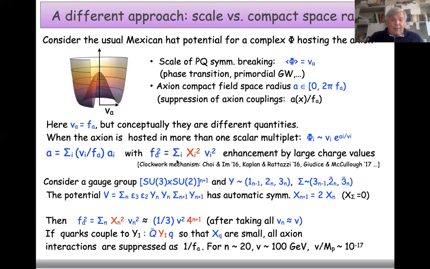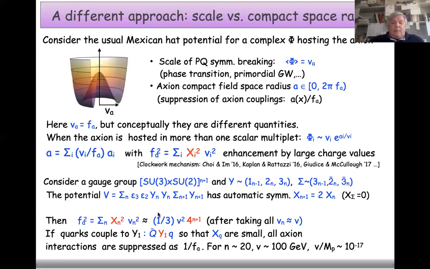So Fa can be much larger than the single VEVs in case the charges are large. This is called the clockwork mechanism. Consider now a realization of this mechanism protected by a local gauge group. I take this gauge group as a string of SU(3) cross SU(2) with scalar fields that are singlets under the first SU(3) and then doublets of the SU(2) and triplets of the next SU(2). And then I have what we could call the bridge fields, sigma, that transform under three different subgroups. I make it short.